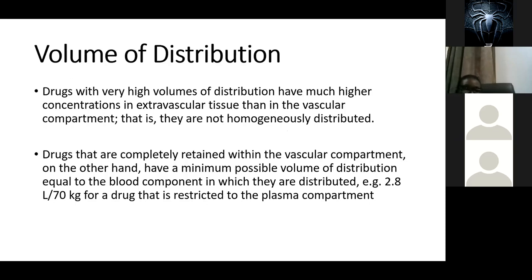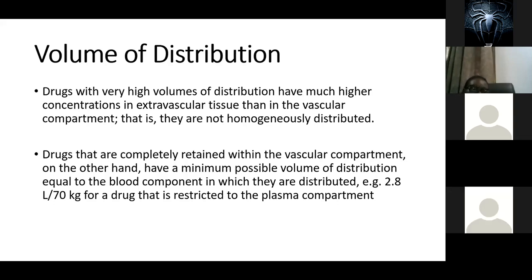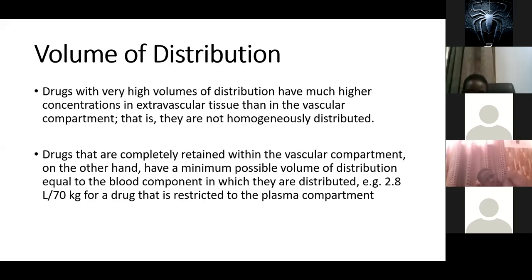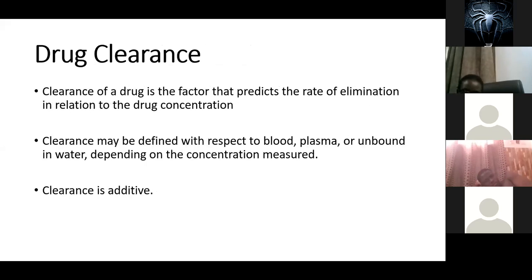So for such medications, you say the volume of distribution equals the amount of drug present in just the intravascular compartment. So if you take a 70-kilogram man, for example, you know that 2.8 liters of that person is plasma. So the volume of distribution is the amount of drug that is in the 2.8 liters of this patient's plasma. So let's look at drug clearance.